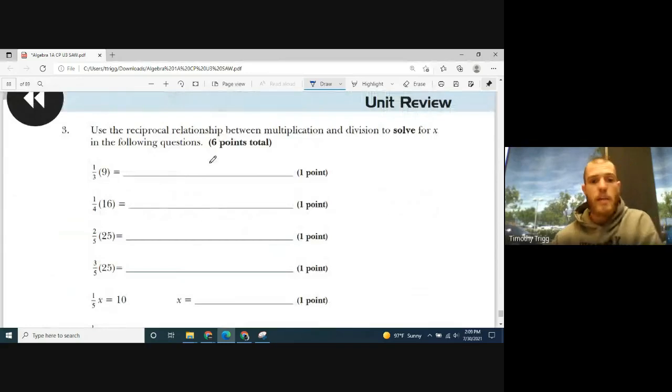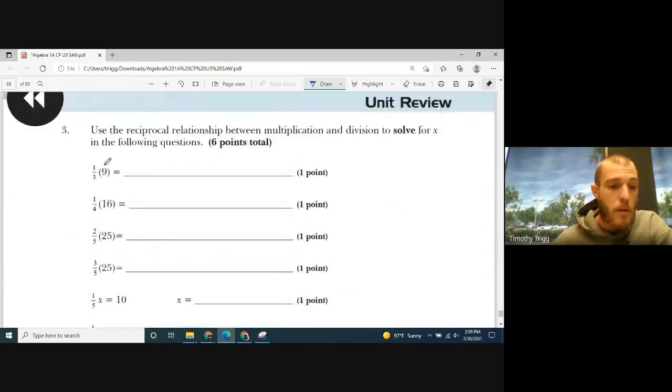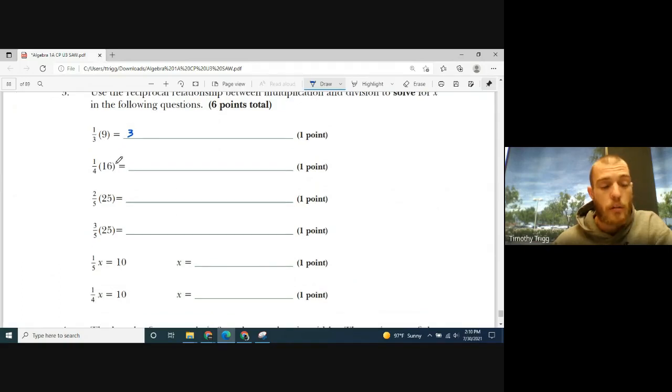Use the reciprocal relationship between multiplication and division to solve for x in the following questions. Well, only these two are solving for x, but basically we're going to be multiplying a fraction times a whole number. The way you would do that is you take the whole number, multiply by the top and divide by the bottom. So 9 times 1, and then divided by 3. 9 times 1 is 9. 9 divided by 3 is 3. Okay. See if you can do number 16 on your own. I'll leave you to do that.